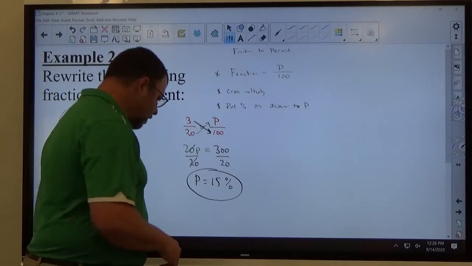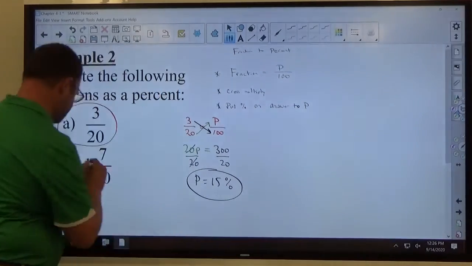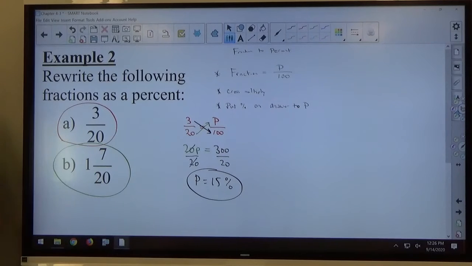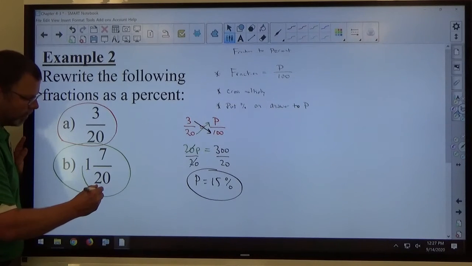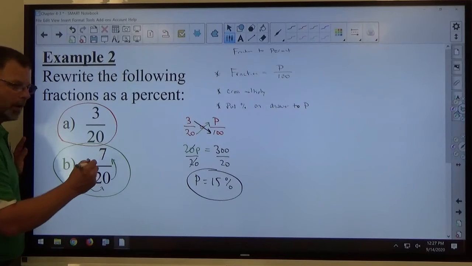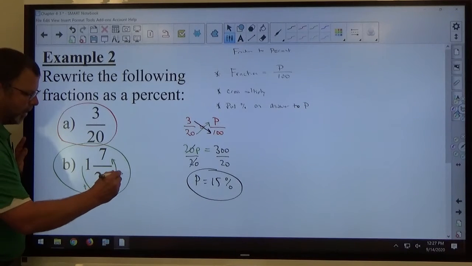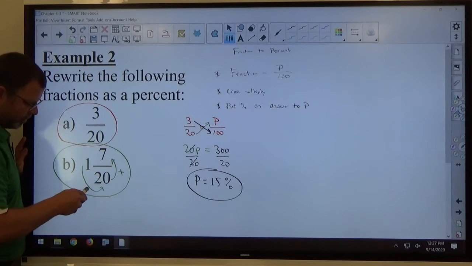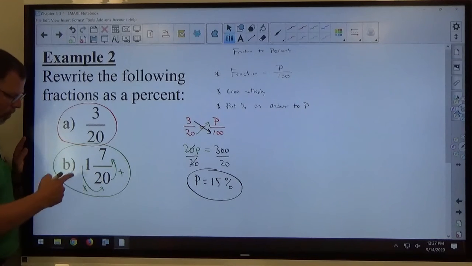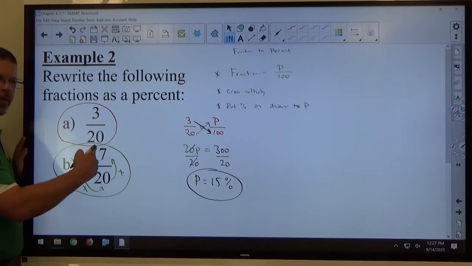All right. If I look at 1 7/20, notice this is a mixed number. I want this to be an improper fraction before I make my proportion up. Mixed numbers don't do well in proportion. So if I make this mixed number into an improper fraction, if you recall how to do that, you're going to multiply the whole number times the bottom, add that result to the top, right? So it's multiply, add. So 1 times 20 is 20, 20 plus 7 is 27.